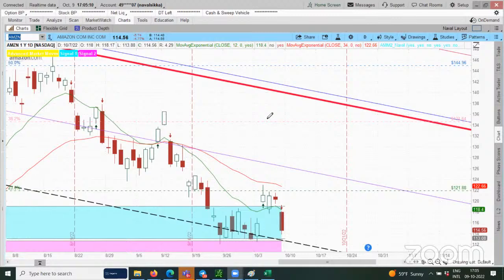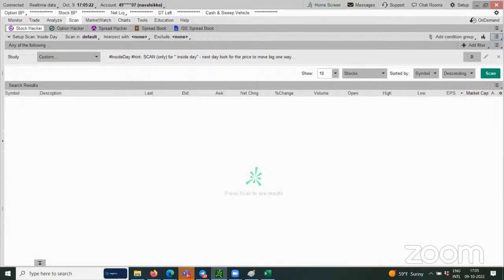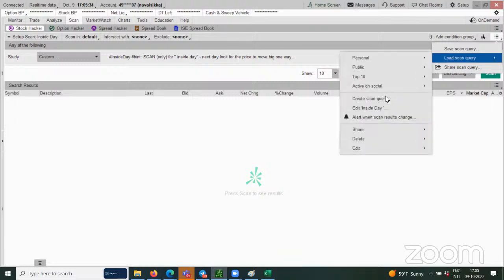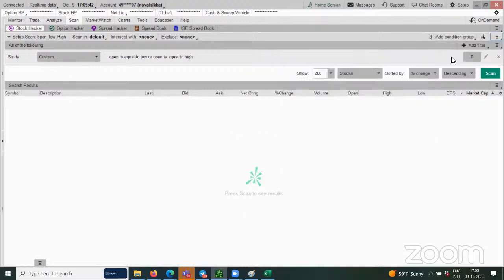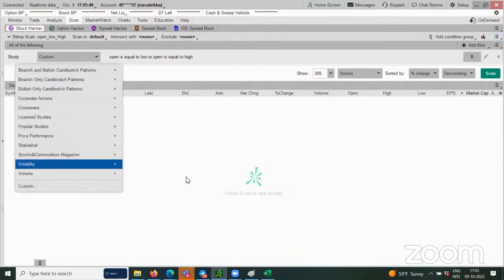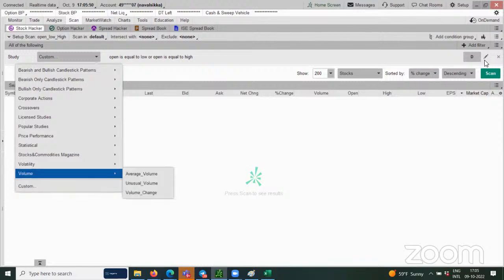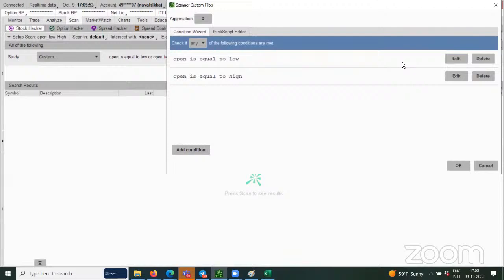Then relative strength, we have the scans. So guys, this is a scan which is open high. Again, this is based on the price level. First, I would require you to do a simple scan. It's like add a new scan here, a query. And once you do that, you will have this area. So in this, choose a study, which is custom. And once you choose custom, you will have this screen open.